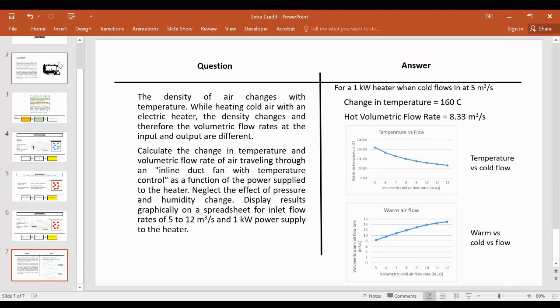Essentially, you have calculated whatever was asked for in the problem. And if you draw a graph taking different values of volume of air going in per second, then you will see how the temperature changes and how the volumetric flow rate of warm air changes as well.